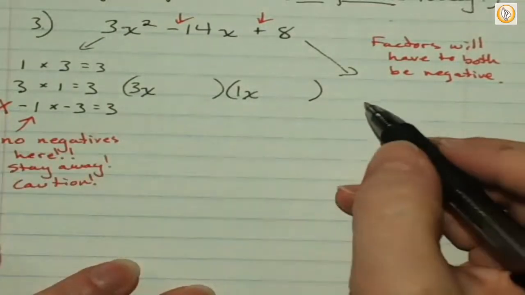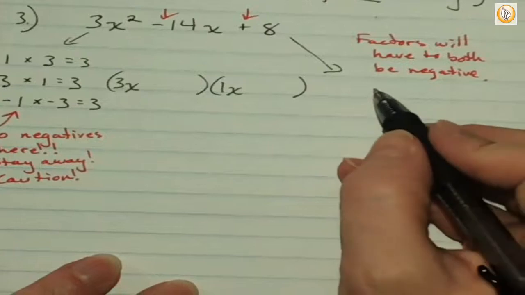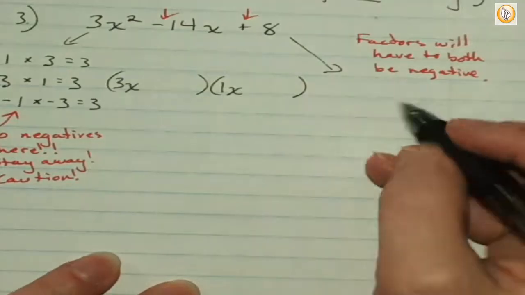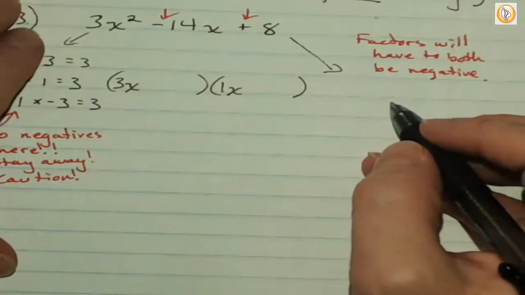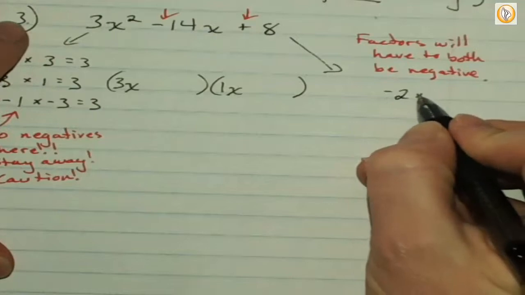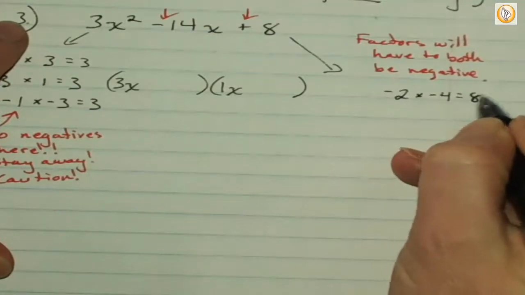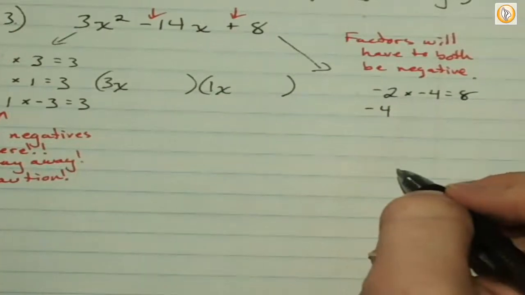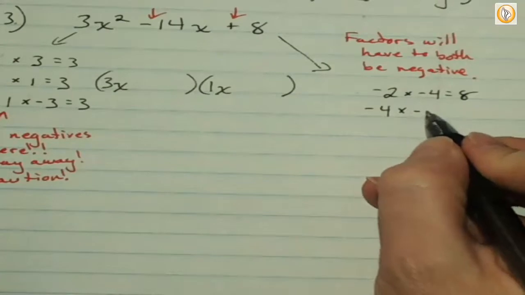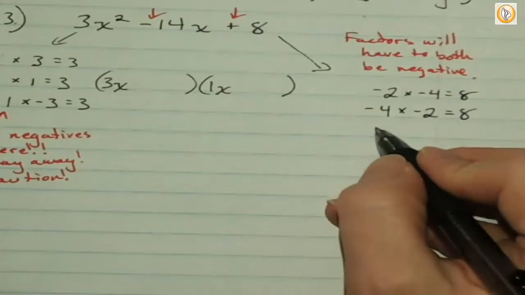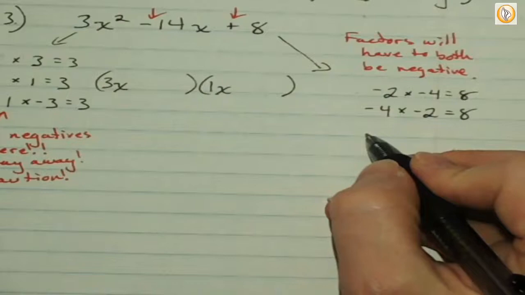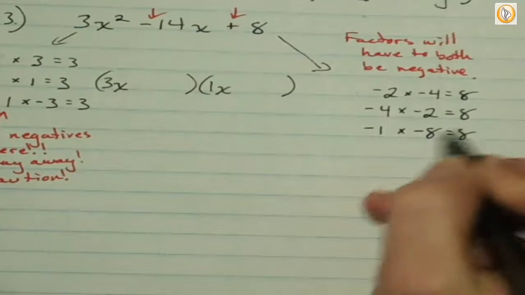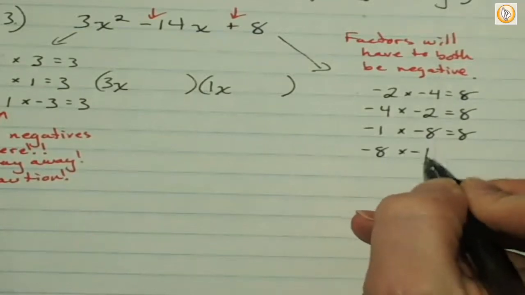Okay, so let's start listing them. What are the factors, negative factors, that give me 8? Negative 2 times negative 4 gives me positive 8. We can also do negative 4 times negative 2, and yes, this time you need to reverse them, and you'll see why. What else? Negative 1 times negative 8, and also negative 8 times negative 1.